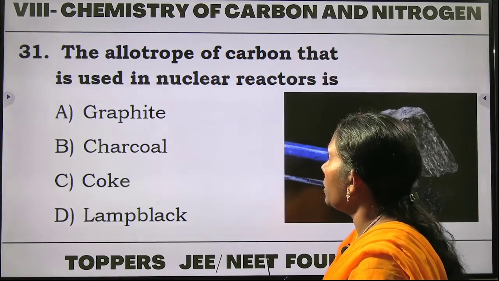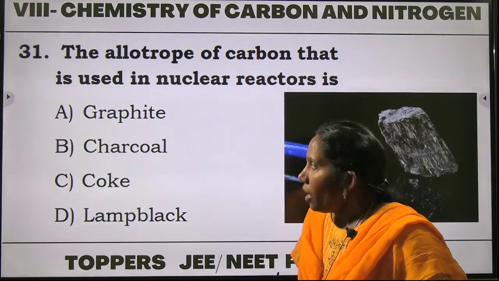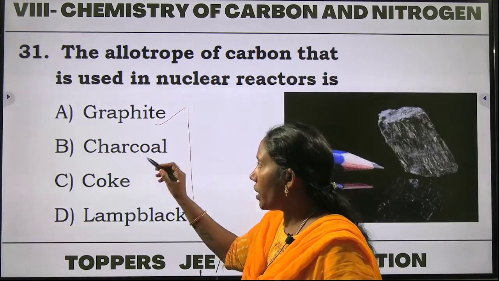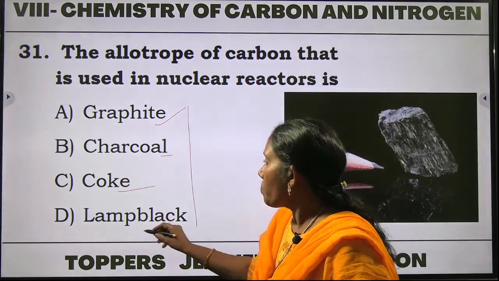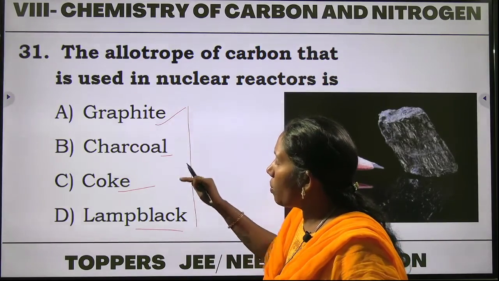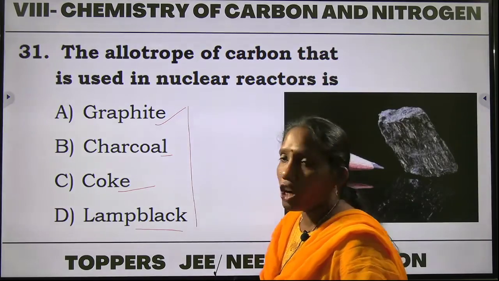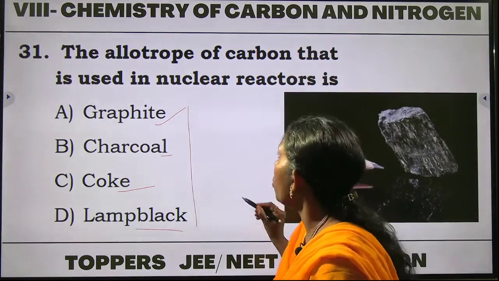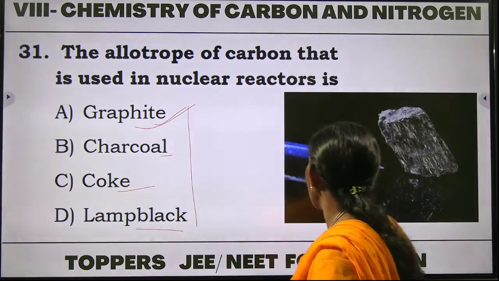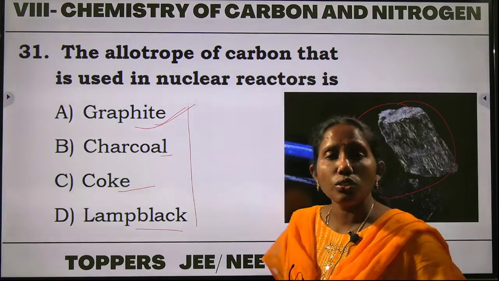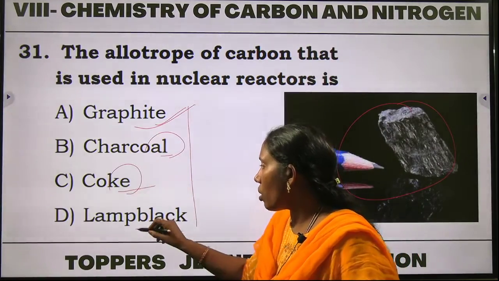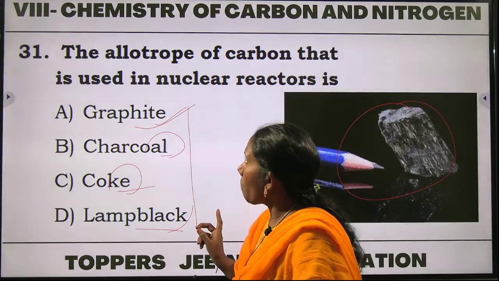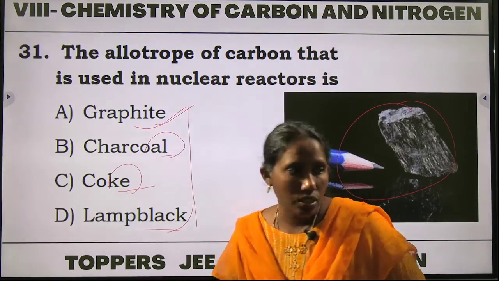The allotrope of carbon that is used in nuclear reactors. Whatever we have here, all these are allotropes of carbon only. First option is graphite, second charcoal, third coke, and fourth lamp black. These four options are allotropes of carbon only, but out of these four, which one is used in nuclear reactors is our question. Generally in nuclear reactors they use graphite, not the remaining. Charcoal they will not use, coke they will not use, lamp black also they are not using. So graphite is the allotrope used in nuclear reactors. Okay.